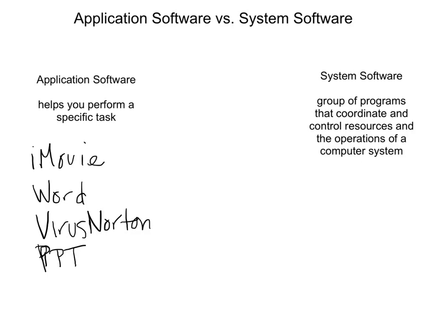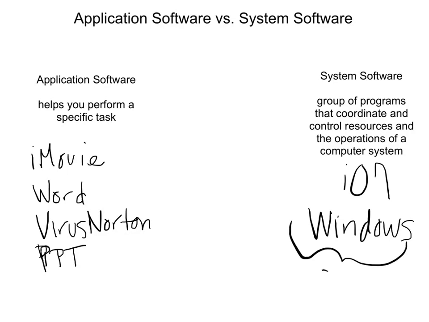All right? Now, we also have system software, a group of programs that coordinate and control resources and the operations of a computer system. Okay? So system software is a little bit bigger. You need it. Things like iOS 7, things like Windows. Now, what are these things? Operating systems, right. System software consists of operating systems and other things that are like utilities.